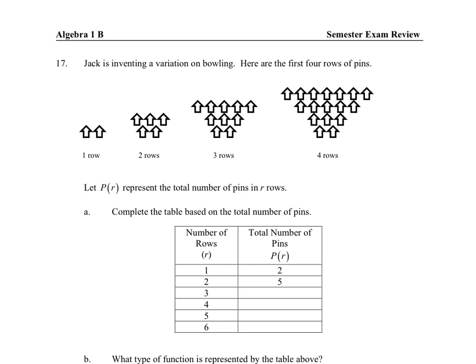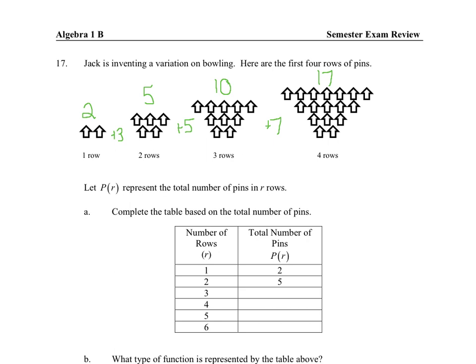Question 17. Jack is inventing a variation on bowling. Here are the first 4 rows of pins. In the first row, there are 2 pins. In the second row, we can see that we've added 3 pins for a total of 5 pins. Then we added 5 pins for a total of 10 pins. And then for 4 rows, we've added 7 more pins for 17.